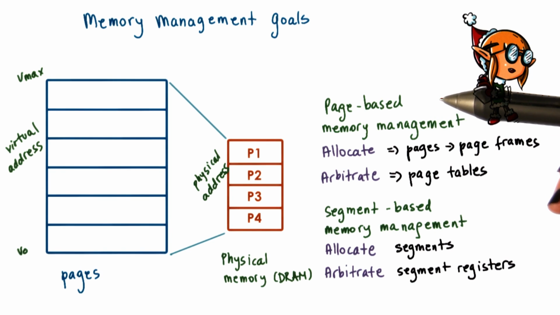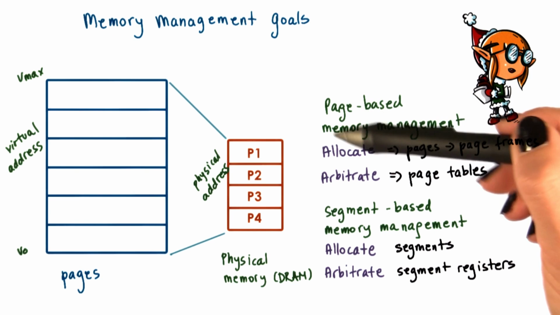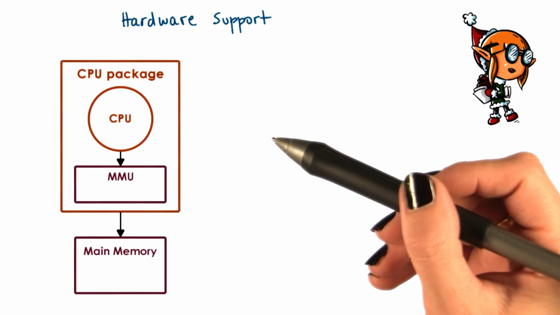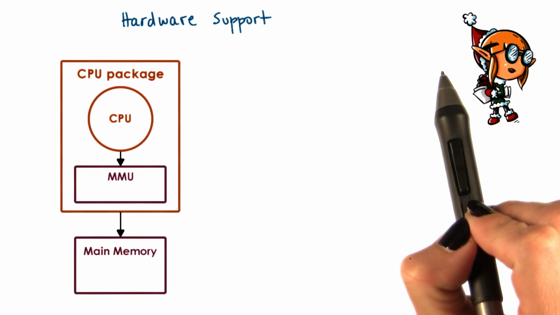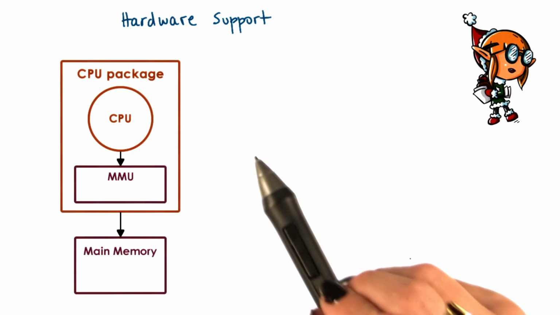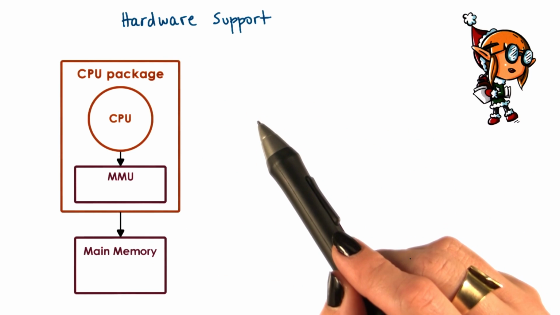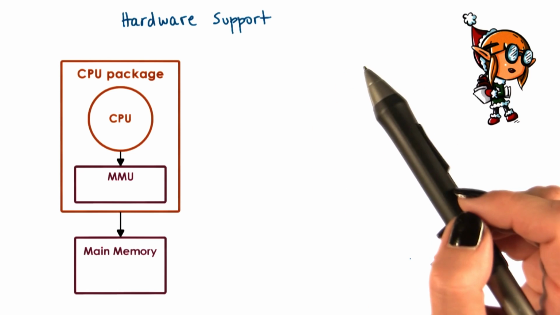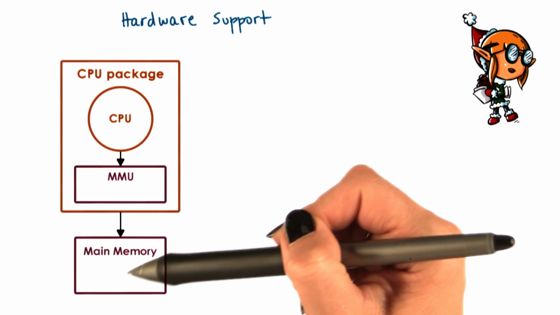Paging is the dominant method used in current operating systems, and we will primarily focus our discussion on page-based memory management, though we'll mention segments a little bit more later in this lesson again. As I already hinted, memory management isn't purely done by the operating system alone. In order to make these tasks efficient, over the last decades, the hardware has evolved to integrate a number of mechanisms that make it easier, faster, or more reliable to perform allocation and arbitration tasks regarding memory management.